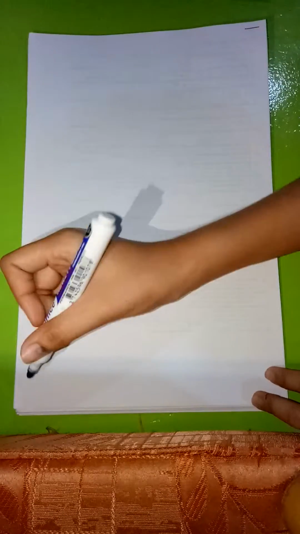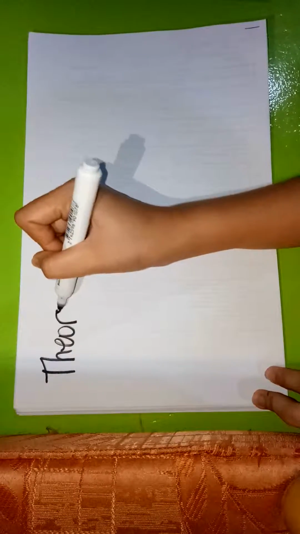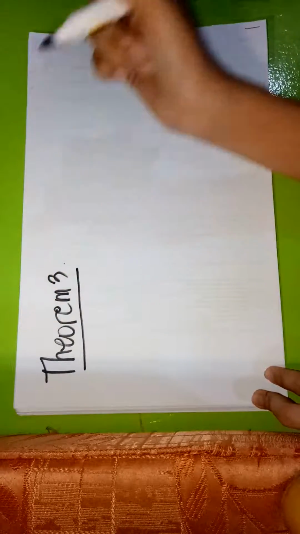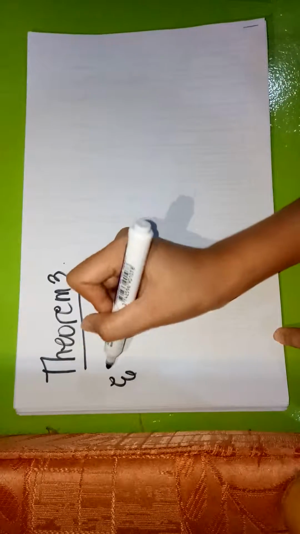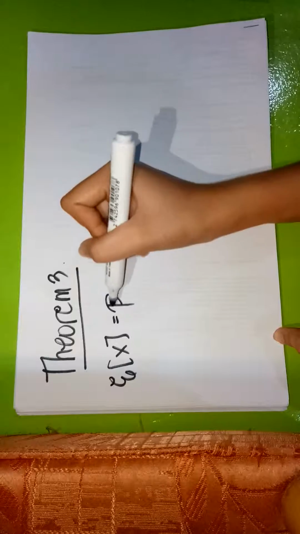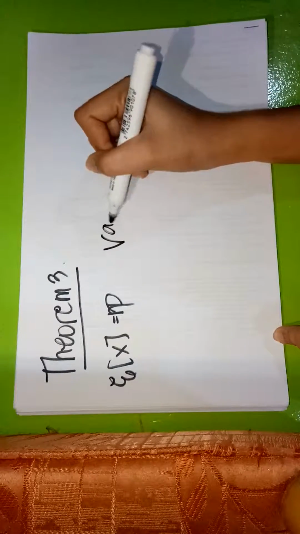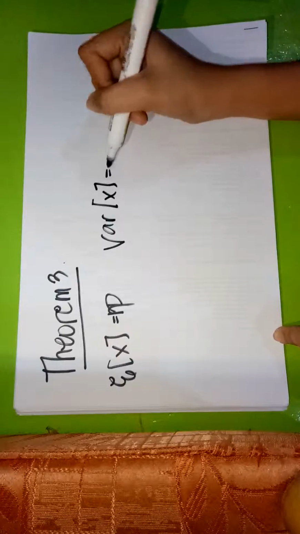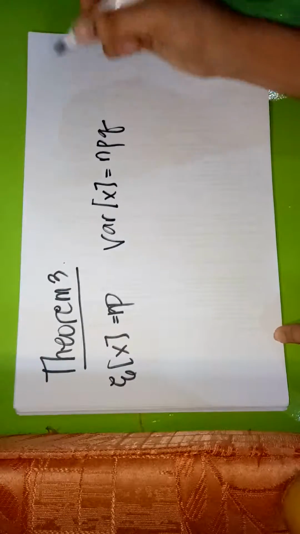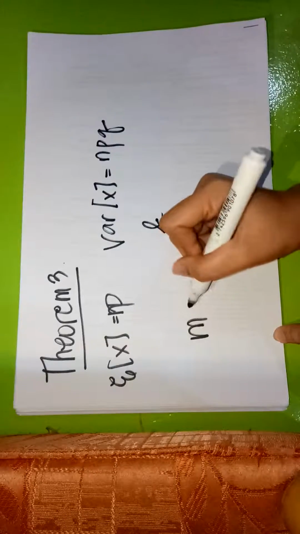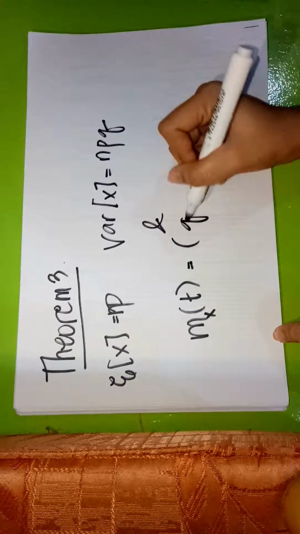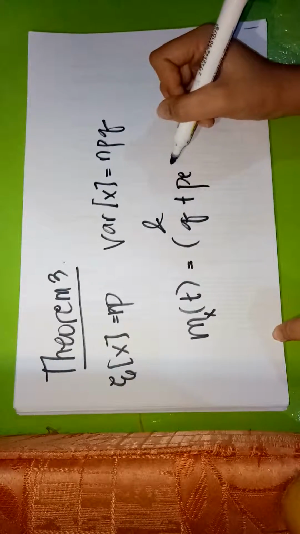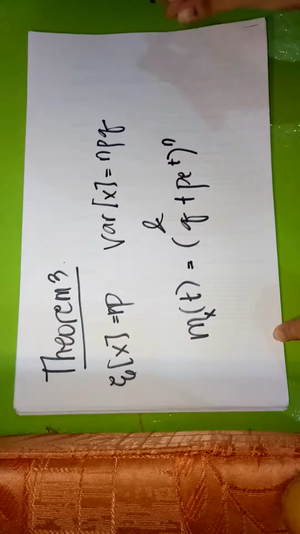So now let's proceed to Theorem 3. If X has a binomial distribution, then the expected value of X is equal to np, the variance of X is equal to npq, and the moment generating function of X is equal to the quantity q plus pe to the power of t, to the power of n. Let's proceed to the proof.